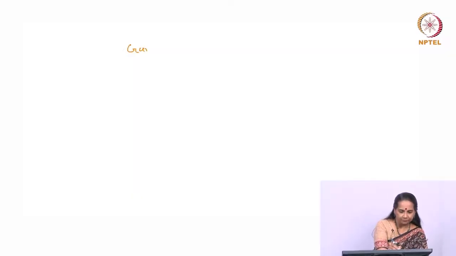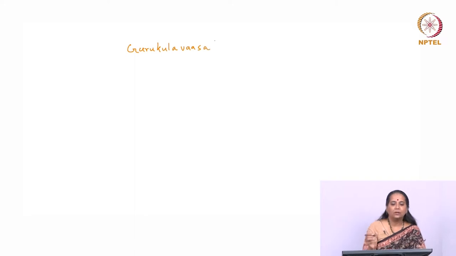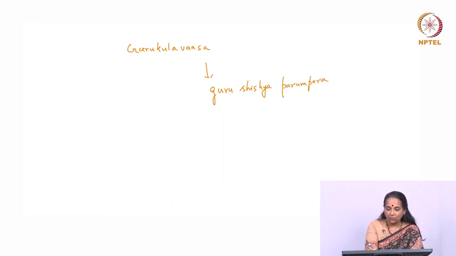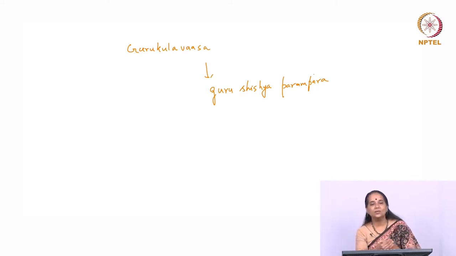Gurukula Vasa, which means you live with the guru's family, and this generates the guru shishya parampara, an extremely well known phenomenon. So guru shishya parampara is the lineage of a student and teacher, which is generated because of this relationship between student and teacher, the student living as part of the guru's household.